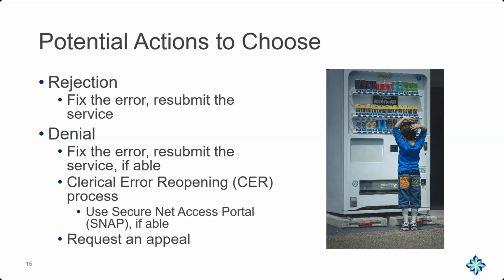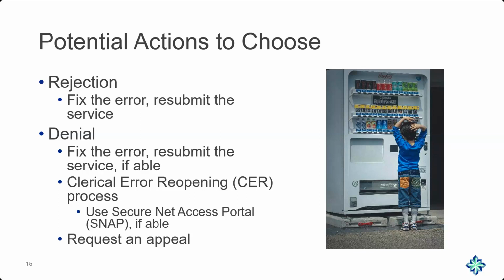Registered users of the SecureNet Access Portal, or SNAP, can render or request a clerical error reopening or render an appeal by using this self-service tool. And this is just one of many self-service tools that we offer, and these really do offer the most efficiencies. We do have a portal user manual that provides illustrations and step-by-step instructions on how to use these and other portal features. And I want to show you just real quick here where you can find that.